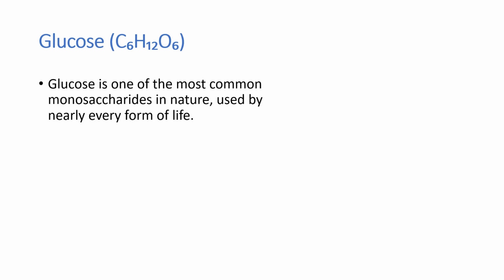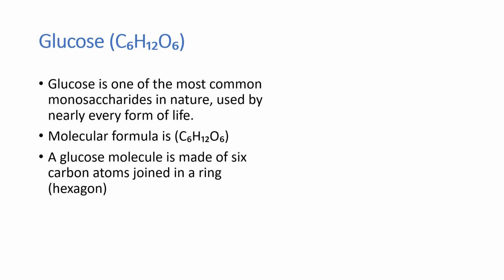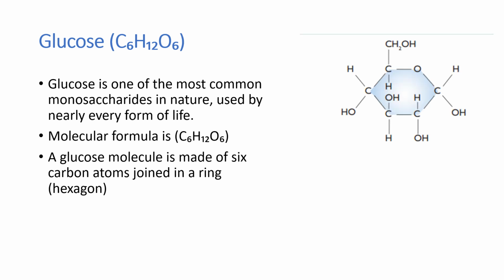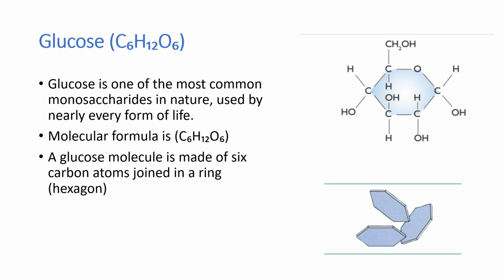Glucose. Glucose is one of the most common monosaccharides in nature, used by nearly every form of life. The molecular formula of glucose is C6H12O6. There are 6 carbon atoms in a glucose molecule, and these carbon atoms are arranged in a ring in the shape of a hexagon. The diagram shows how these 6 carbon atoms are arranged in the shape of a hexagon.